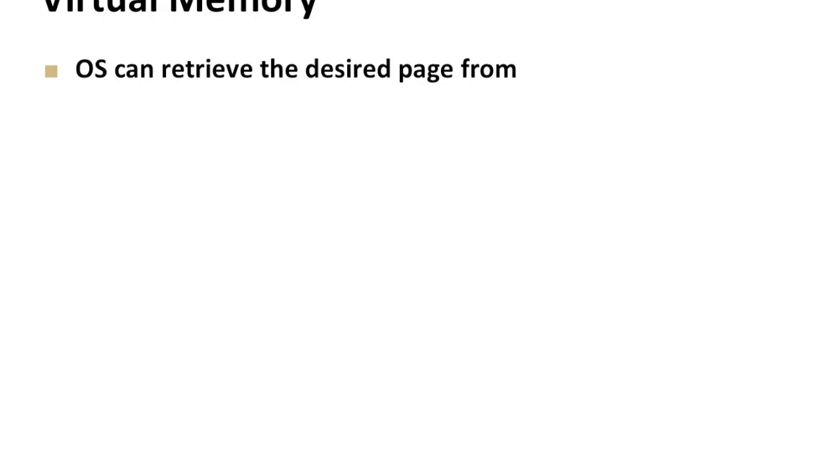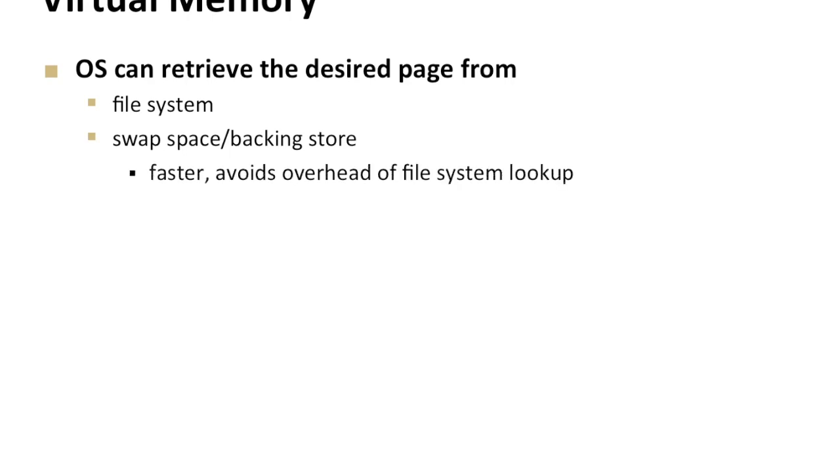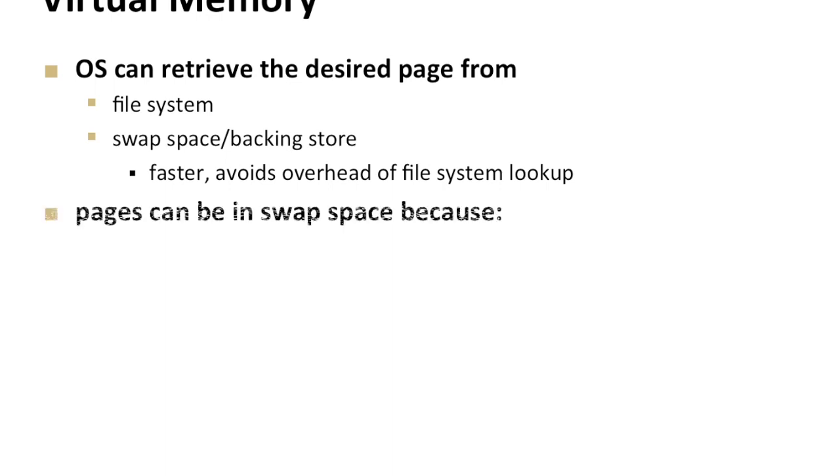There are different places that we can get the data from the disk. We could get it from the file system, which means we have to look up the file, go out and get the data. We'll see in future lectures on this course how the file system is laid out and how we find different pieces within it, but it takes a little while to traverse and find information. We could also do it with swap space or the backing store. We can place things in there that are managed by the OS, and then we know exactly where it is and we can get it quickly. So this is faster and it avoids all that overhead of looking up things in the file system.